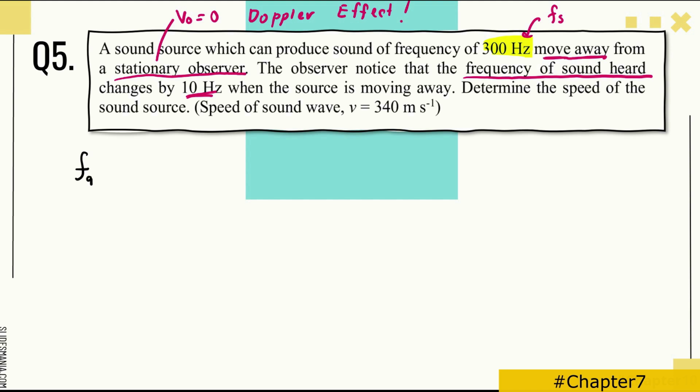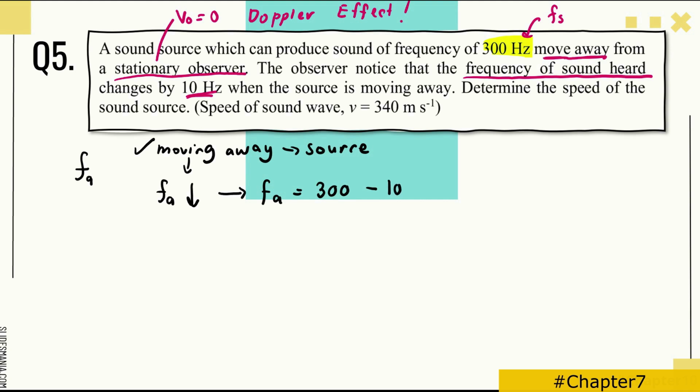This is our case of the source moving away. Our apparent frequency is lower compared to the frequency of the source, meaning that you need to calculate fA, that is equal to 300 minus 10 Hz, that is 290 Hz. Because the frequency of the sound heard changes by 10 Hz, we need to do this calculation.